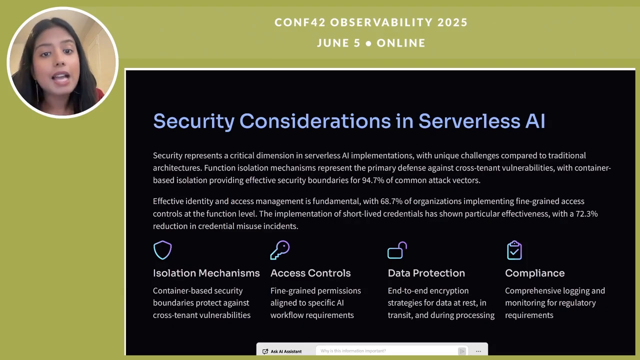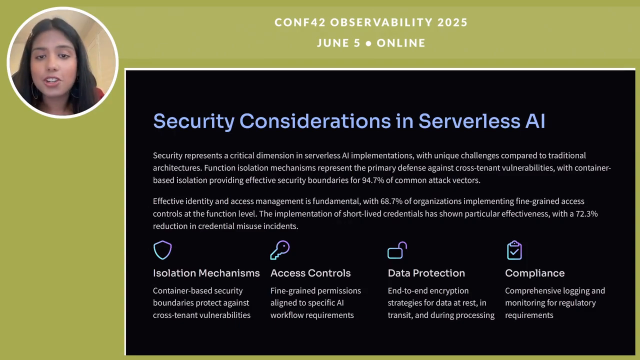Access control. Effective identity and access management is fundamental. Around 69% of organizations are implementing fine-grained access control at the function level, ensuring functions only have permissions they absolutely need. The use of short-lived credentials has been particularly effective, reducing credential misuse incidents by over 72%.